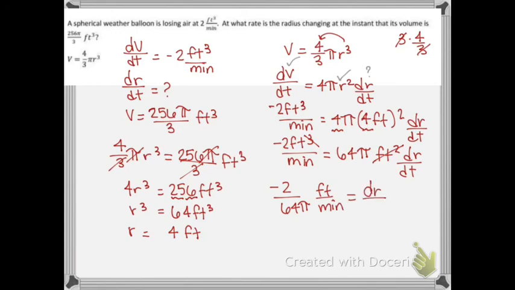So since the weather balloon is losing volume, it is going to have a decreasing radius, so our sign should be negative, and again, feet per minute are appropriate units for the rate of change of a radius.